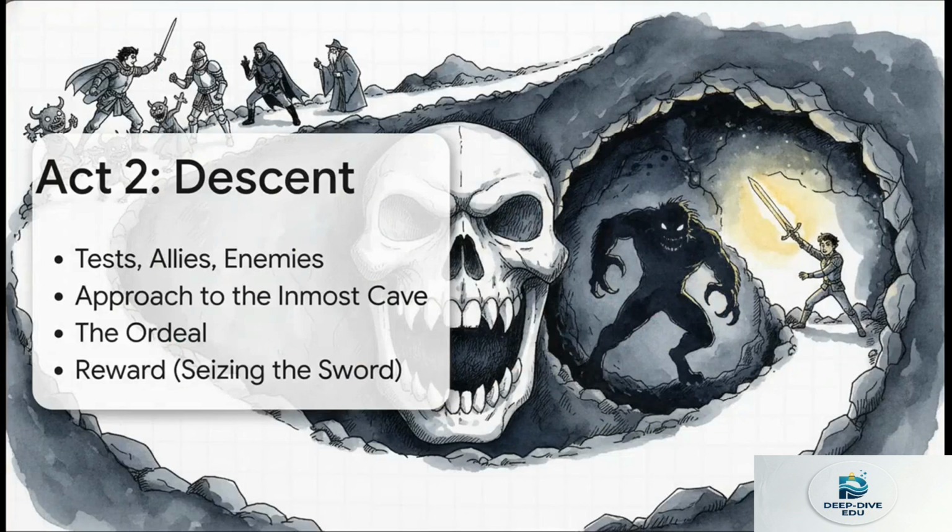This naturally builds right into Act 2, the descent. Here, our hero has to learn the rules of this crazy new world through tests, allies, and enemies. Think of the famous cantina scene in Star Wars where those alliances are forged. This all leads to the approach to the inmost cave, basically the most dangerous spot, like the Death Star. And right at the center is the ordeal.